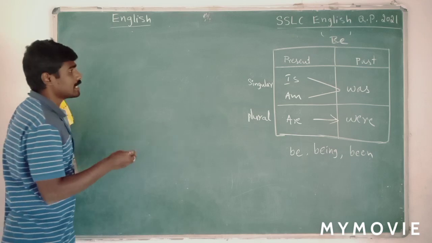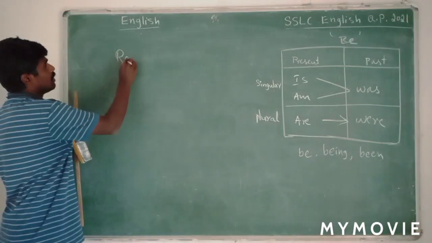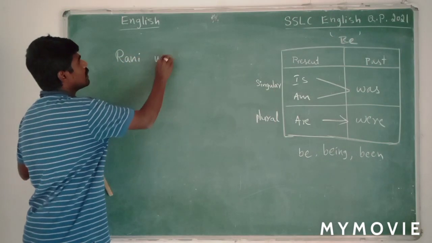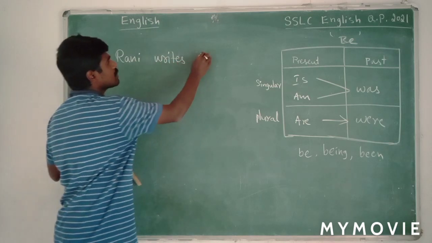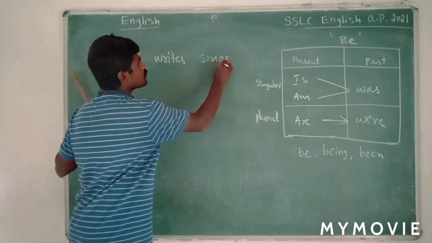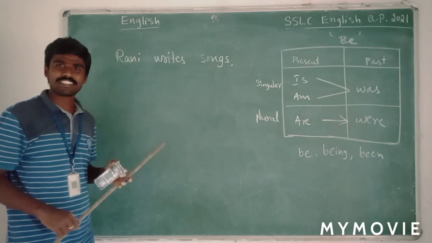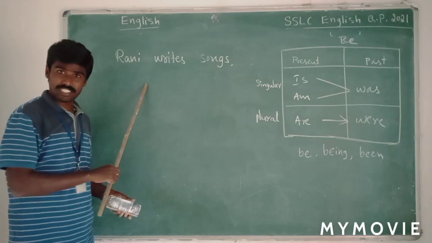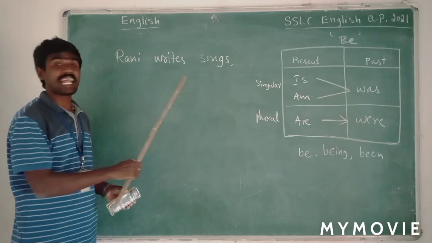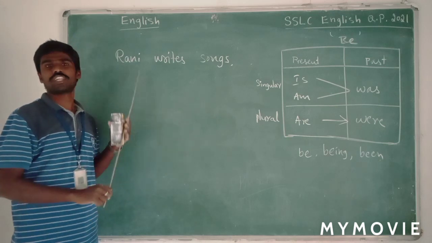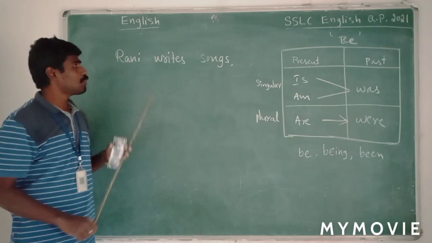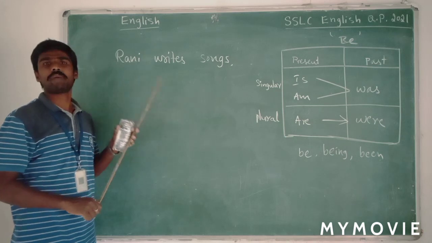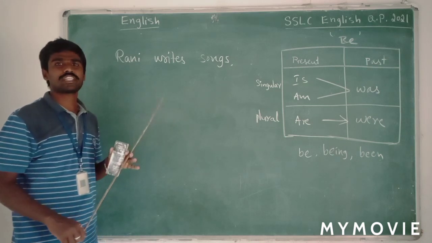Now I'll take a sentence. "Rani writes songs." So this is the sentence. Now I'm going to change this sentence into passive voice. This is an active voice sentence. We have to change this into passive voice. And while changing this sentence into passive voice, I will follow certain steps.